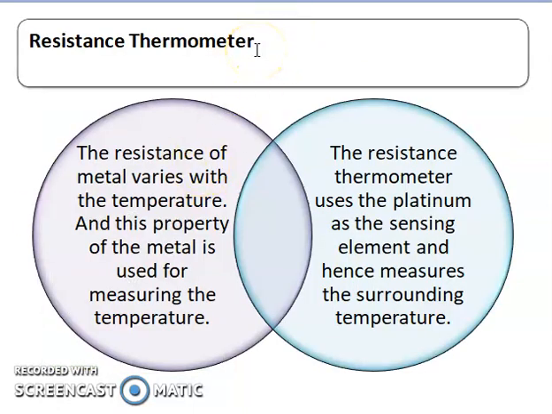Now, coming to the resistance thermometer. The resistance of metal varies with the temperature, and this property of the metal is used for measuring the temperature. The resistance thermometer uses platinum as the sensing element and hence measures the surrounding temperature.